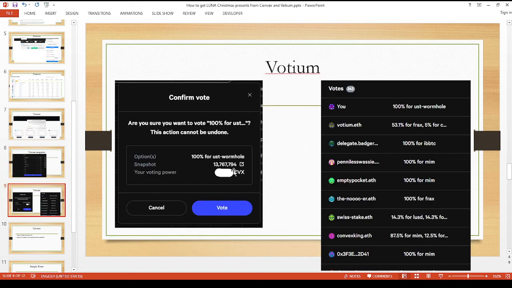So I just want to show you what it looks like after you confirm your vote. Later on in the screen, it'll show you that you voted 100% for a certain project. And of course, you don't have to vote for just one project. You can break it up. As you can see, some people have split their votes across different projects.